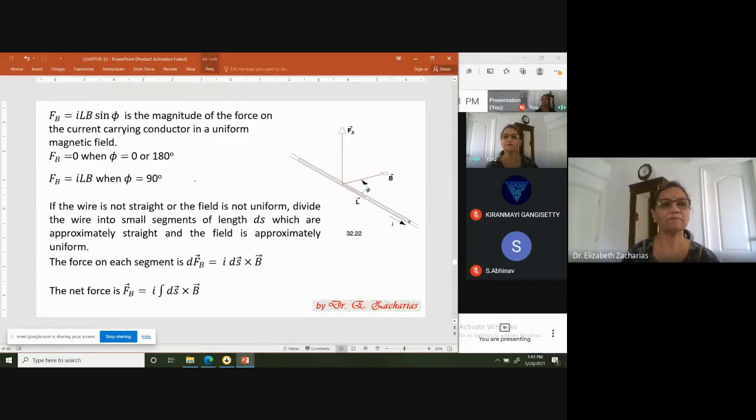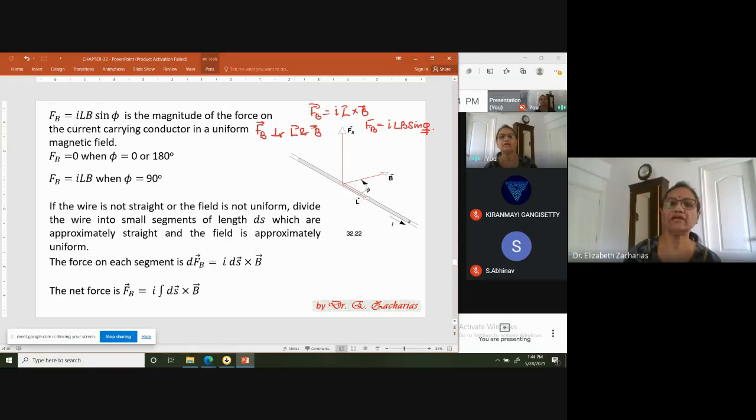You were missed. Okay, so now we have seen that in the vector form, FB is equal to IL cross B, which when you write for magnitude, will be FB is equal to ILB sine phi. And what is phi? Phi is the angle between L and B. And clearly you can see that FB will be perpendicular to L and B. It will be perpendicular to both the L vector and the magnetic field, or perpendicular to the current direction and the magnetic field direction.